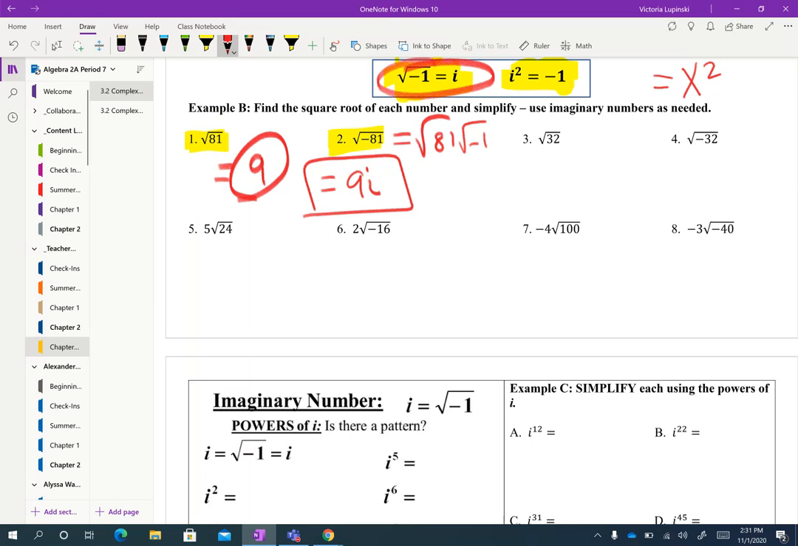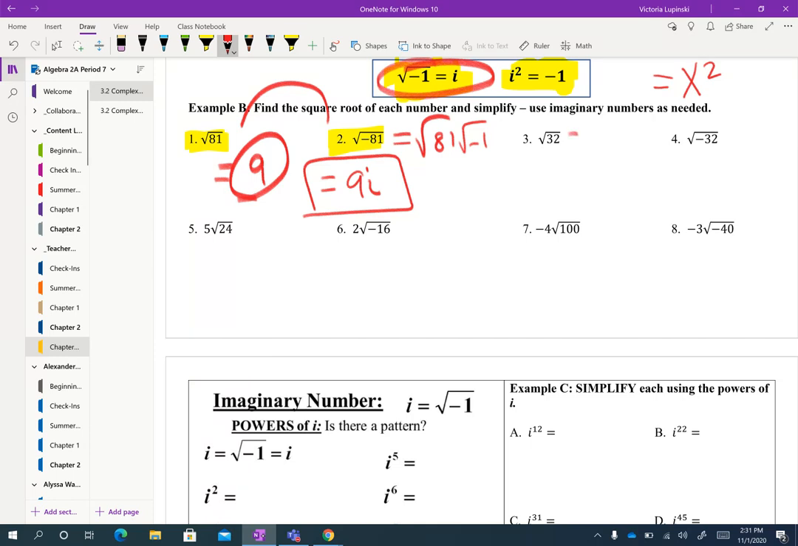So really, this is just using different notation. If you look at number 1 and 2, one has a real solution and one has an imaginary solution, but they both still have a 9. Take a look at number 3, the square root of 32. Because it's a positive, there aren't going to be any imaginaries.